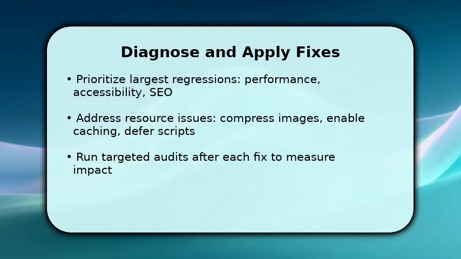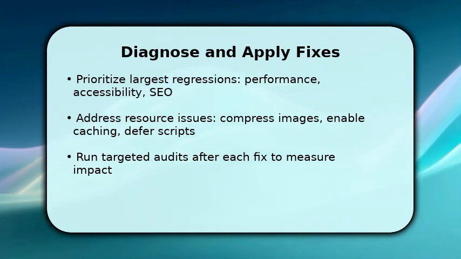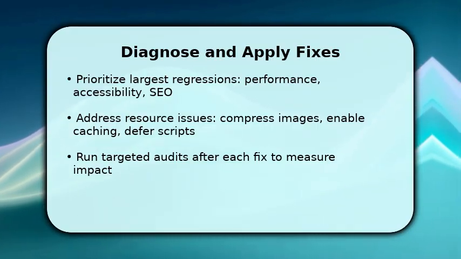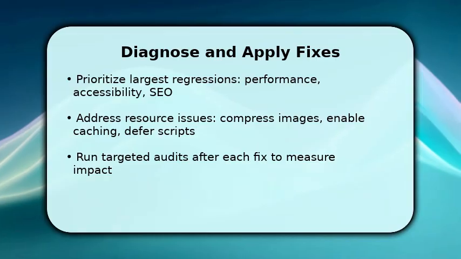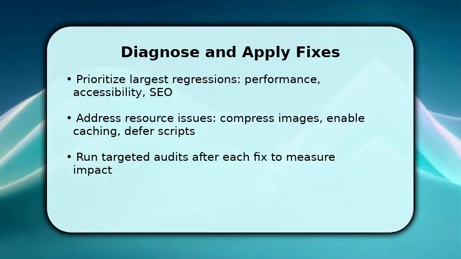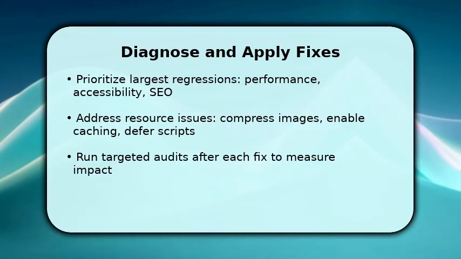You next diagnose the middle of the process. Identify the largest regressions in performance, accessibility, and SEO, and rank them by user impact. Tackle resource problems first: compress images, enable caching headers, and defer non-critical scripts, because they usually yield the biggest gains.